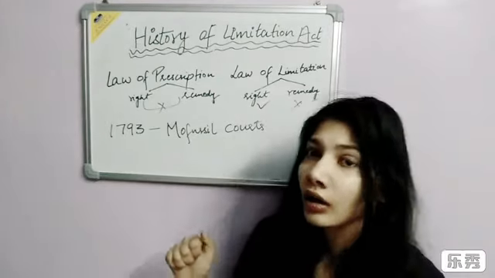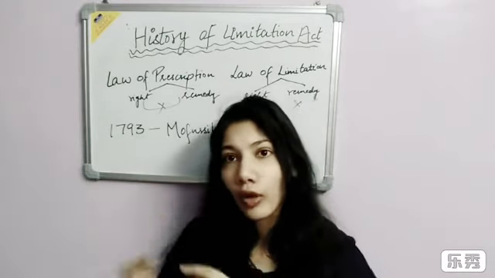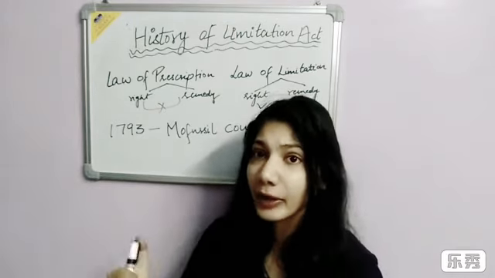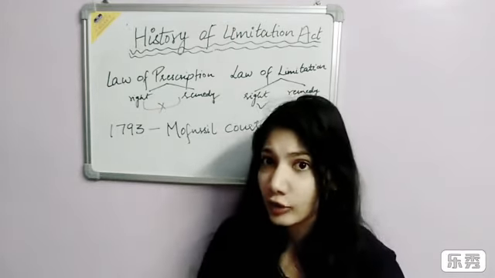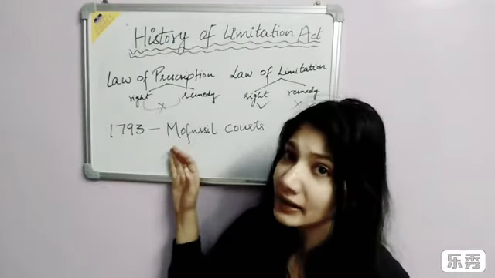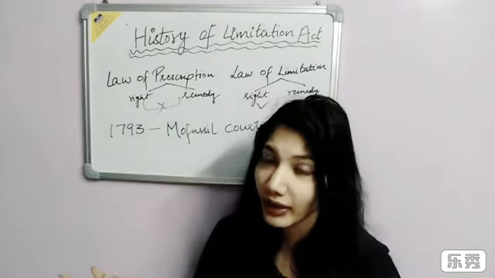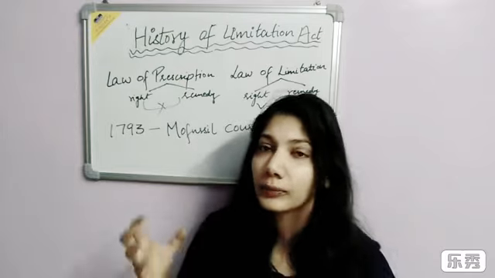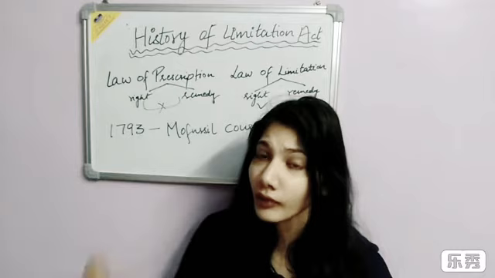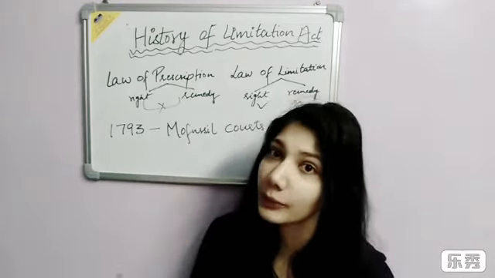So in 1859, an attempt was made for the uniformity of the Limitation Act, and ultimately it came into force in 1862. The 1862 Act was repealed by the 1871 Act. This act basically covers limitation based on suits, appeals and applications. It also covers the law of prescription.